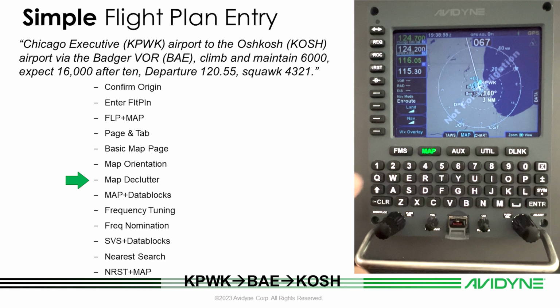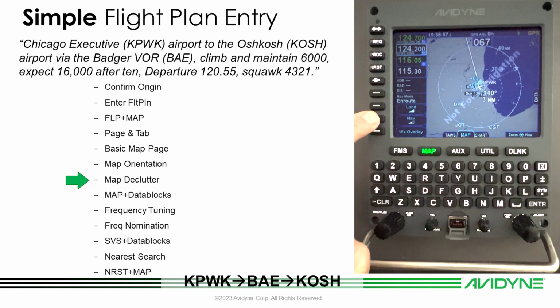Use LSK2 to declutter the off-route nav data from the map. There are 3 levels of declutter. LSK3 is used to declutter the base map, removing terrain, then roads and rivers, and finally all water and political boundaries. Press and hold the left or right side of the map page button to bring up the map plus data blocks.